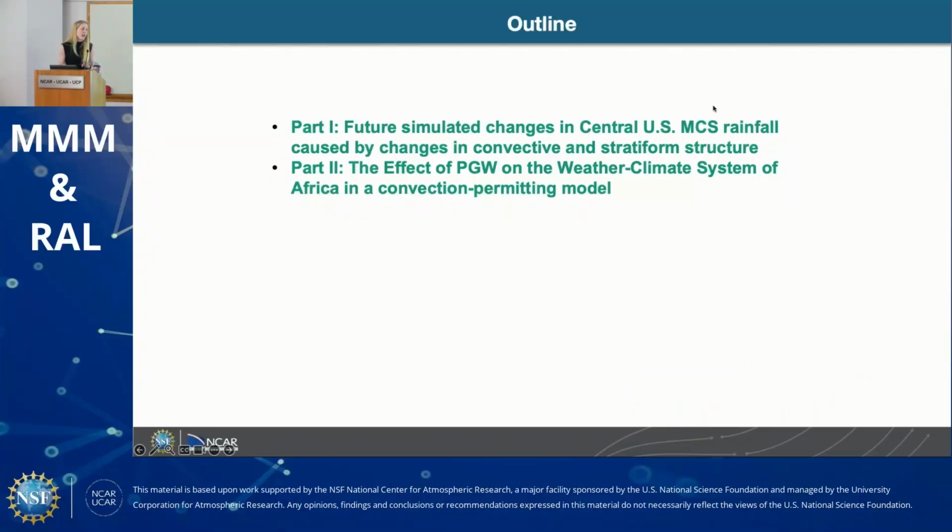So the outline of the talk is split into two different sections, focusing on two different studies. The first part, I will talk about future changes to central US MCS rainfall caused by changes in convective and stratiform structure. The second part will look over Africa to study changes to the weather climate system using PGW simulations in a convection-permitting model.